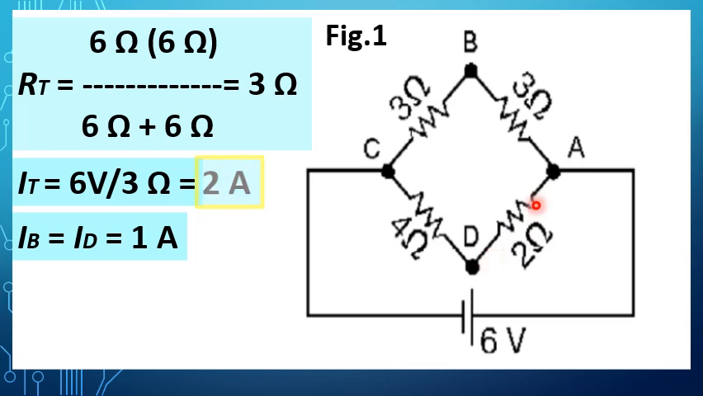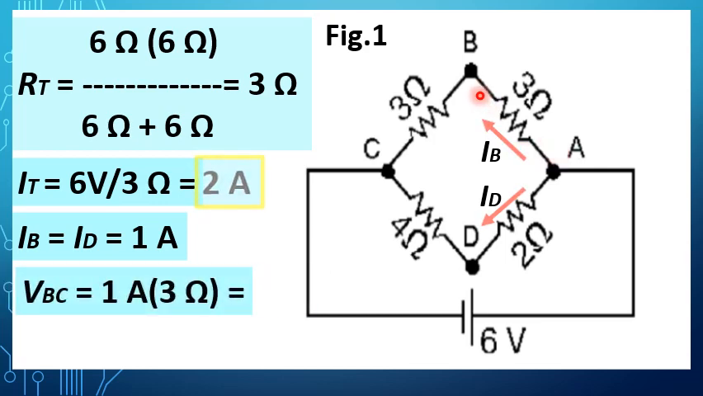So each of these two currents, I sub B and I sub D, must be equal to half of the total current, that is 2 amperes divided by 2. Of course, that is 1 ampere. So in the diagram, we label these currents and their directions with these arrows.